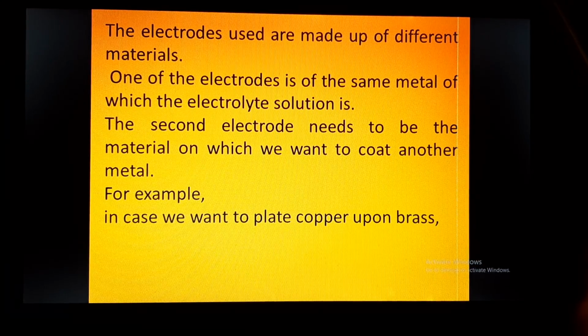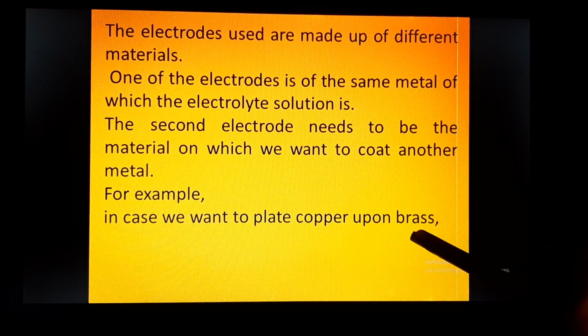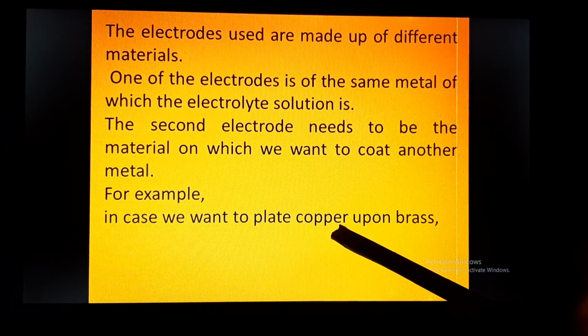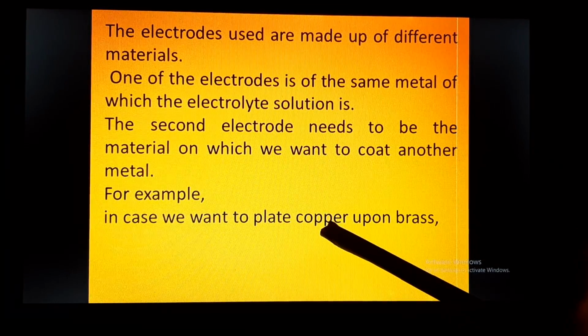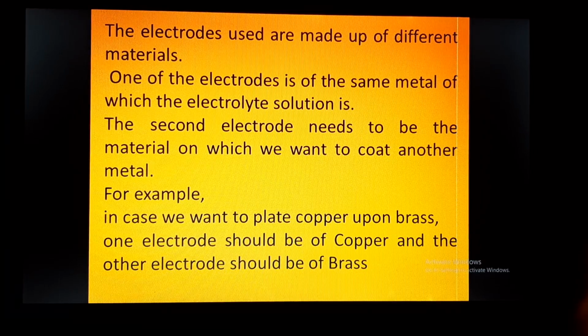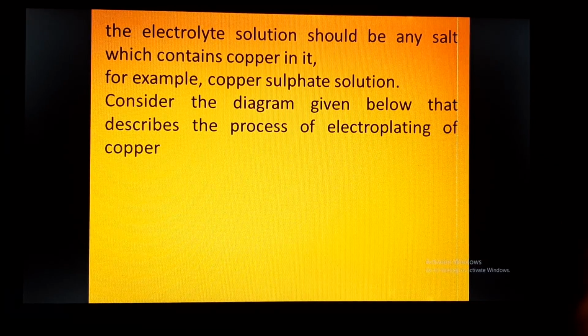For example, we want to plate copper upon brass. So you want to plate copper upon brass. So one electrode will be of brass, one electrode will be of copper. And the electrolytic solution of which metal? Copper. Clear? So one electrode should be of copper and the other electrode should be of brass. And the electrolytic solution should be any salt which contains copper in it, for example, copper sulfate solution.